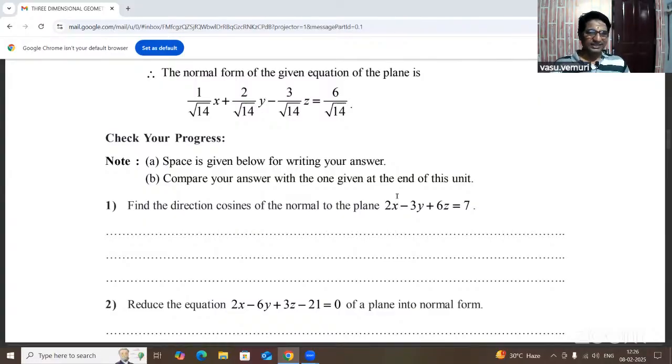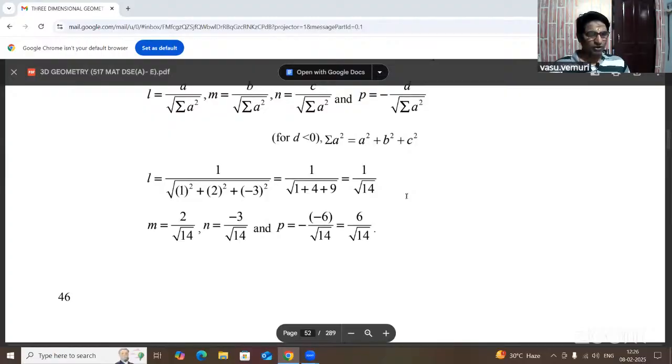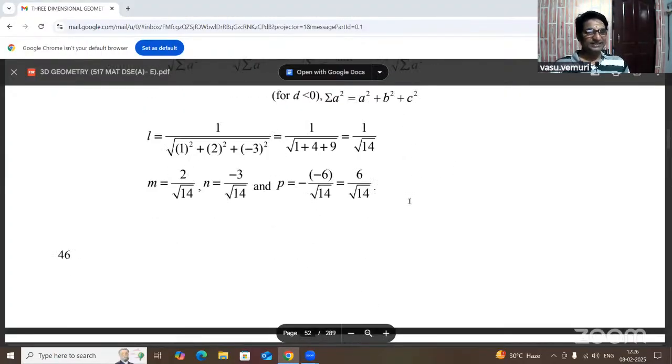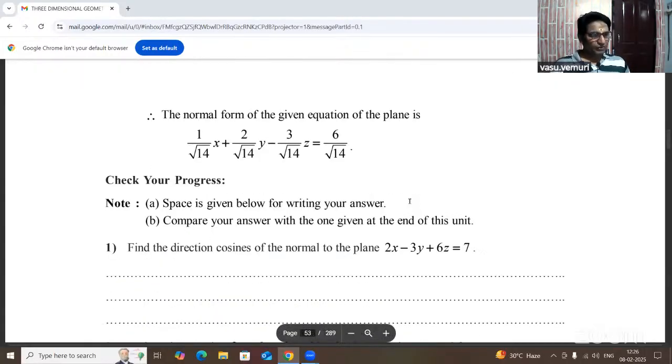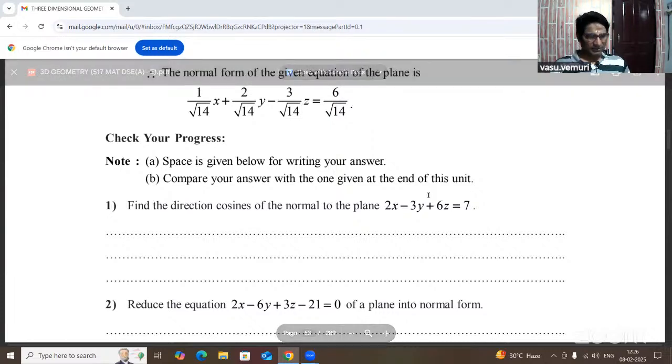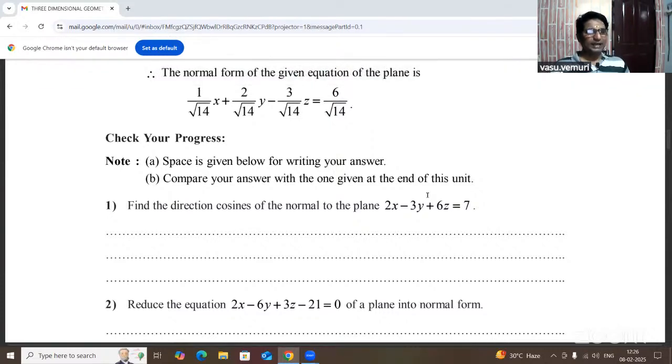These values, the L, M, N values, are substituted in the normal form, so that is Lx plus My plus Nz equal to P. Okay, that is the normal form when d is less than 0. Now these problems are also for practice, following the above problems. For your convenience, you just have to practice. These problems are also mentioned here.